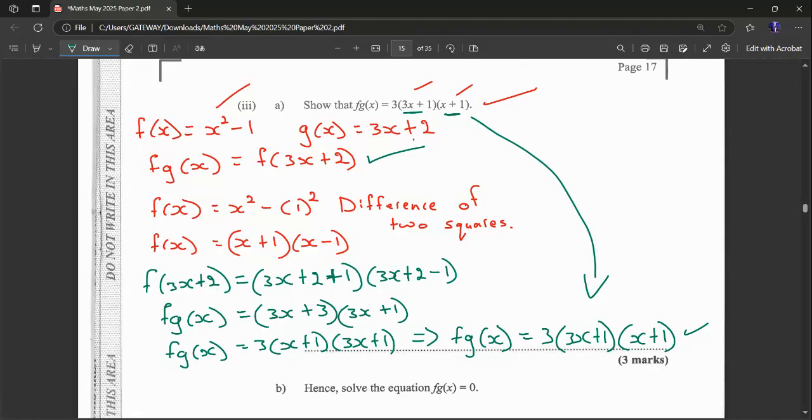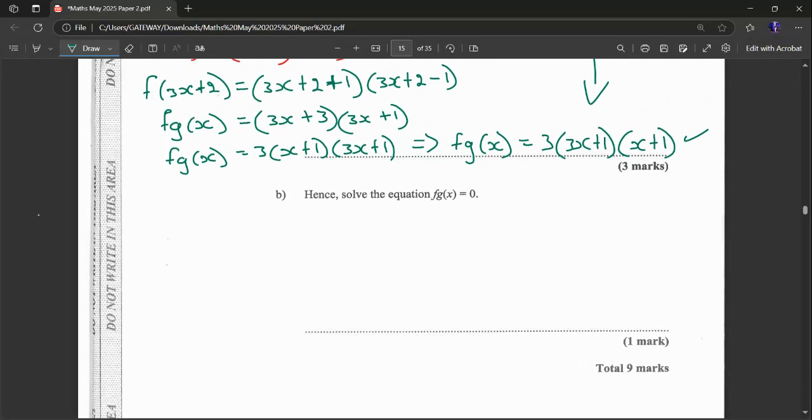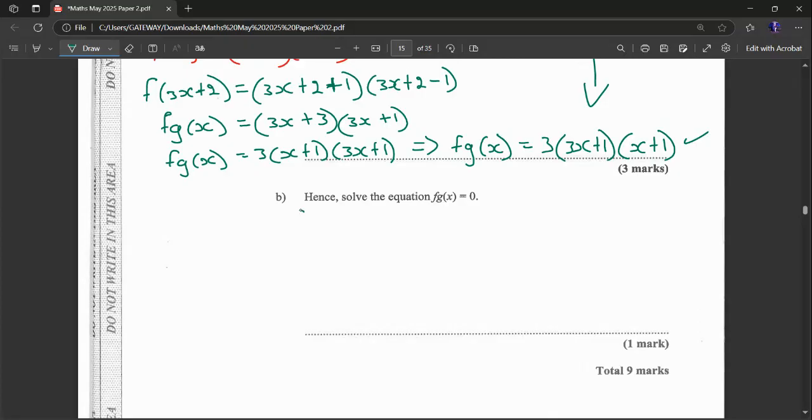Now, you don't need to do all these steps that I have here for the questions that you're doing. I just try to explain it as detailed as possible. Right? Now, they say hence solve the equation f g of x is 0. So I know that f g of x is equal to 3 times 3x plus 1 times x plus 1. So I have to solve for x when this is 0. So I'm now going to say 3 times 3x plus 1 times x plus 1 is equal to 0.